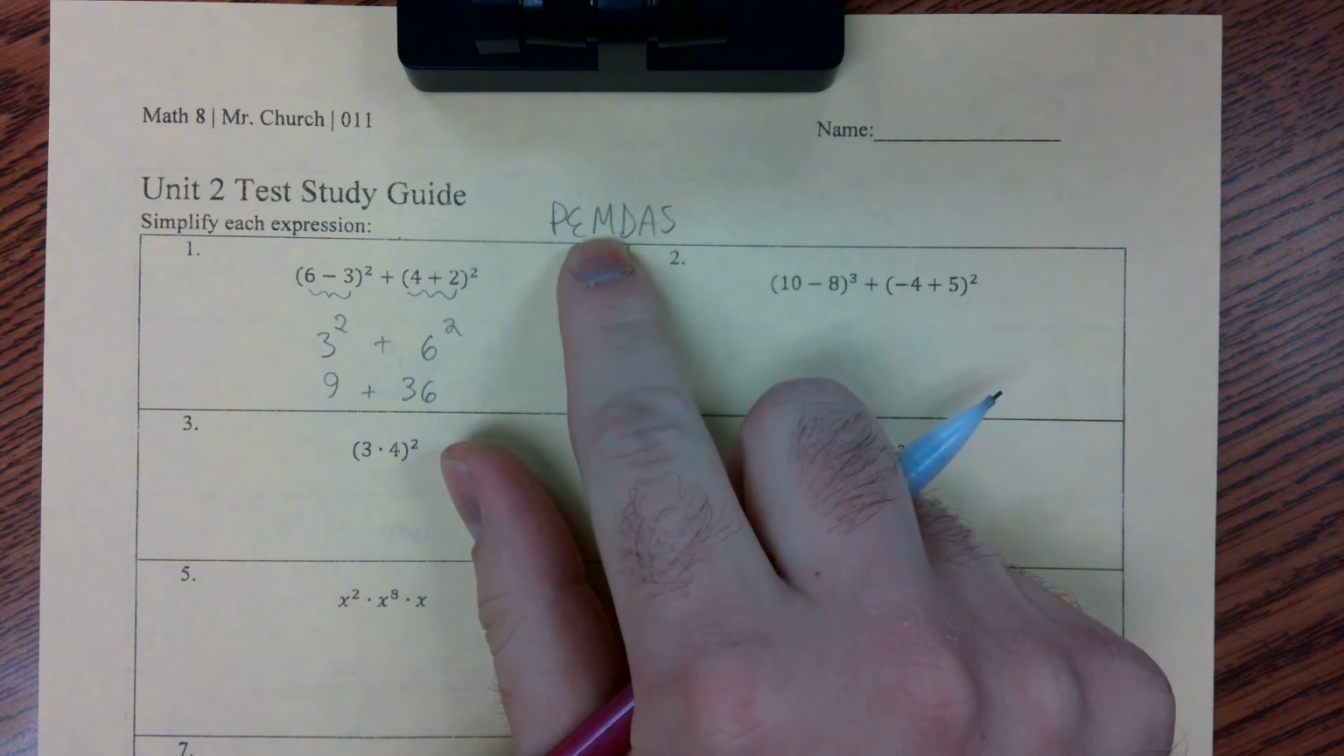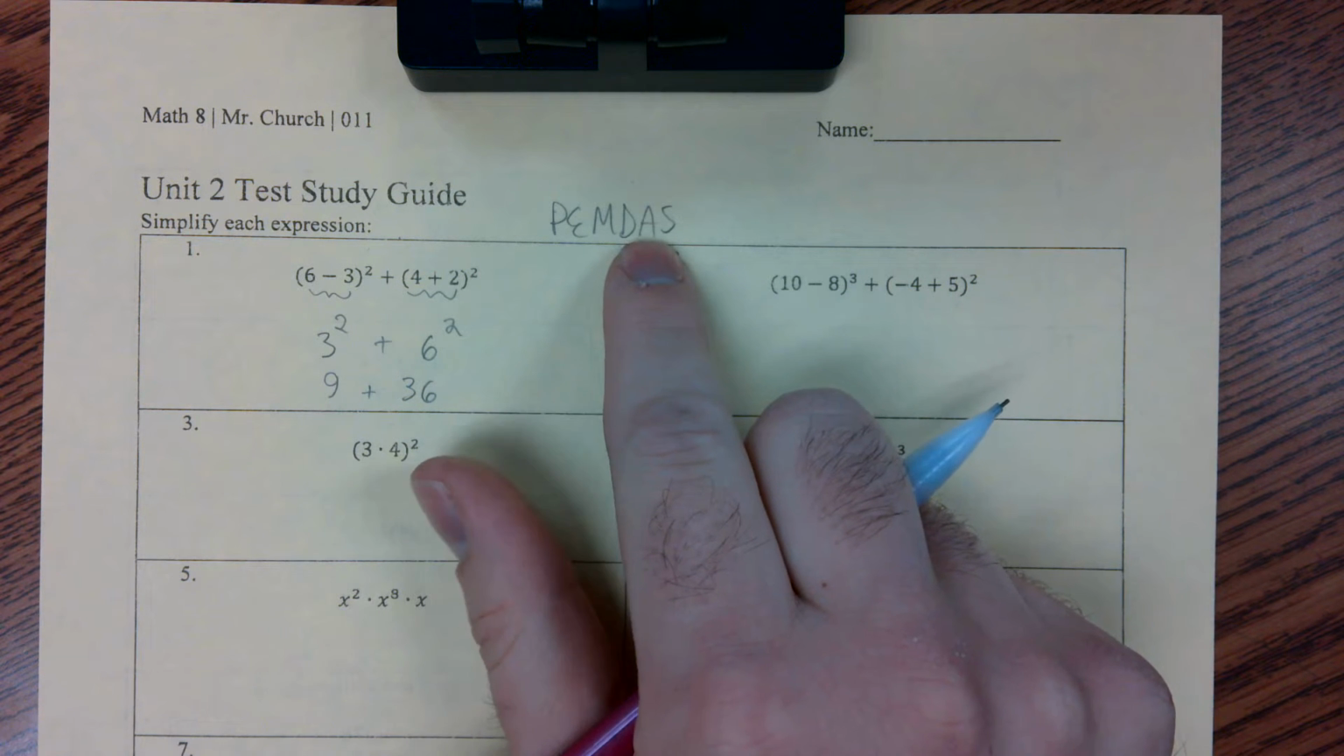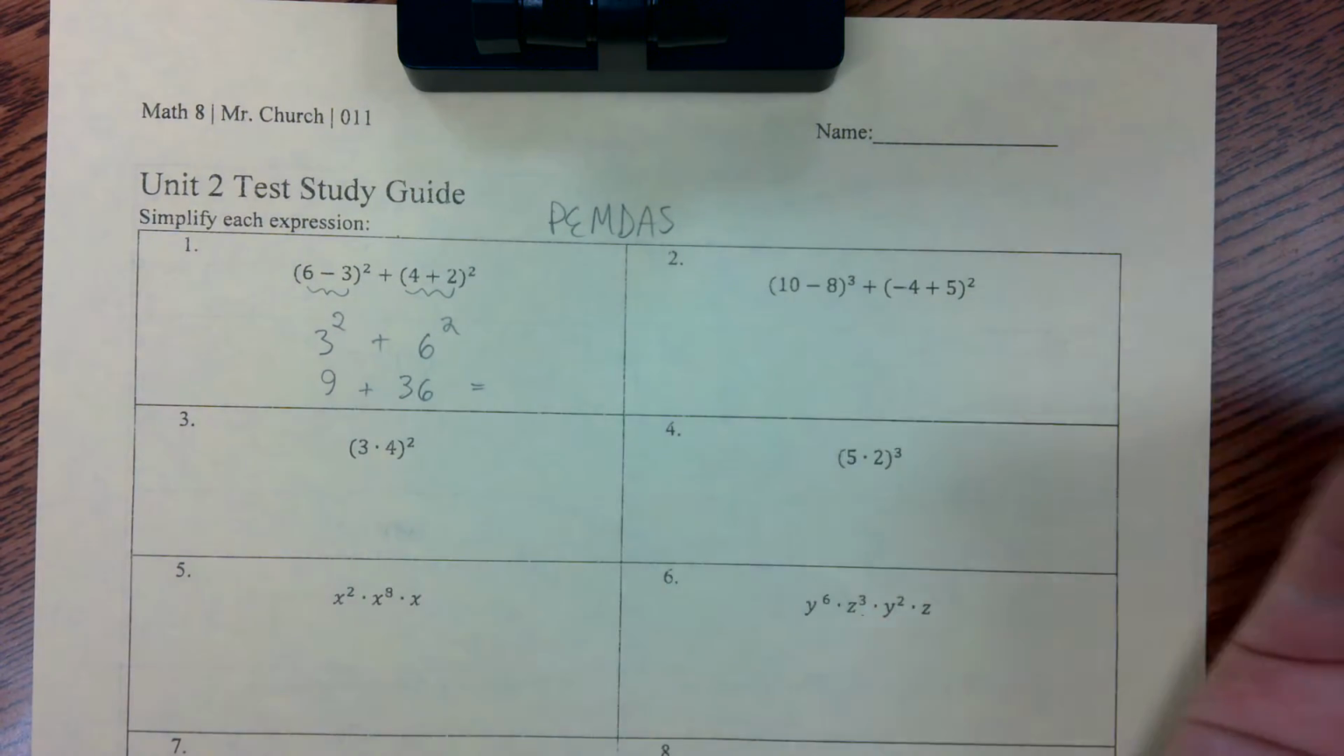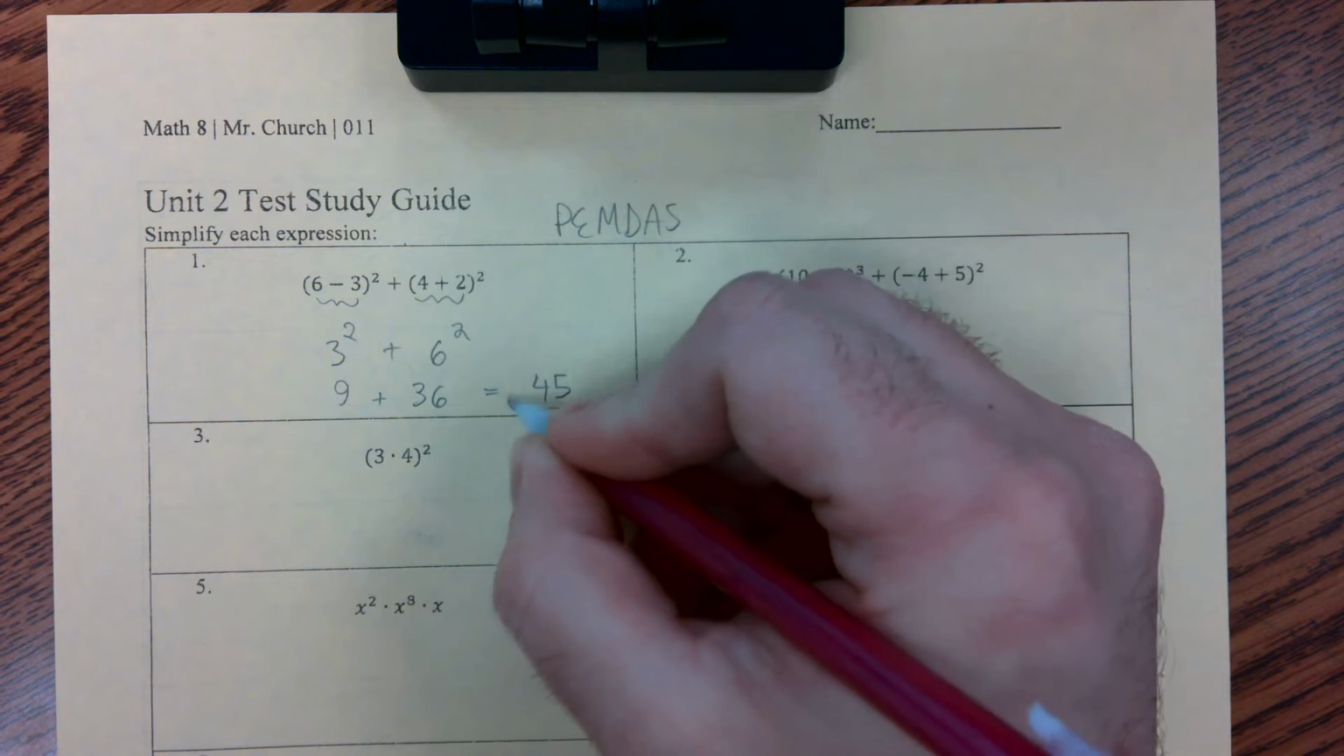There's nothing to multiply or divide. What does the A in PEMDAS stand for? Addition. So let's go ahead and add 9 plus 36, giving us 45.